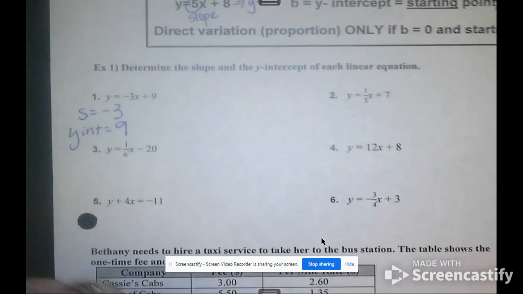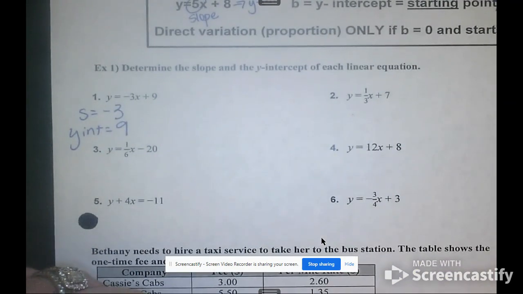Yep. Okay, so it's always on the outside of the plus sign. Not necessarily. The y-intercept never has the x next to it. It is your whole number.